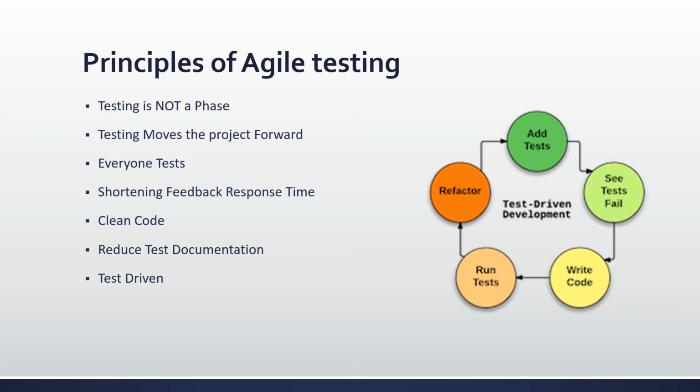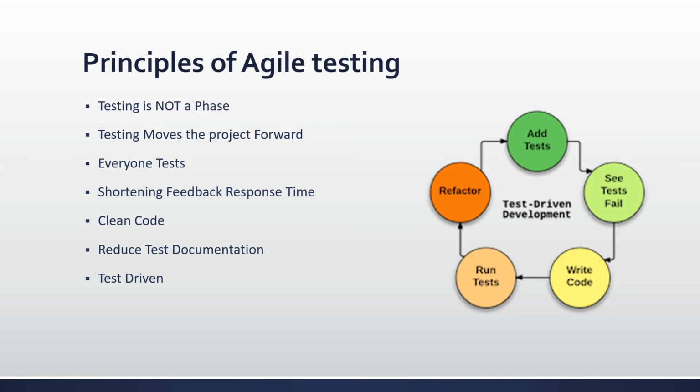Everyone tests. In a conventional software development lifecycle, only the test team tests, while in Agile, it includes developers and business analysts to test the application. Shortening feedback response time. In a conventional software development lifecycle, only during the acceptance testing will the business team get to know the product development, while in Agile, for each and every iteration, they're involved, and continuous feedback shortens the feedback response time, and the costs involved in fixing are also less.